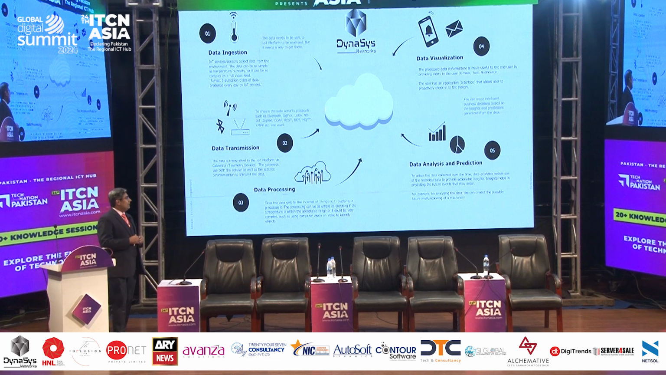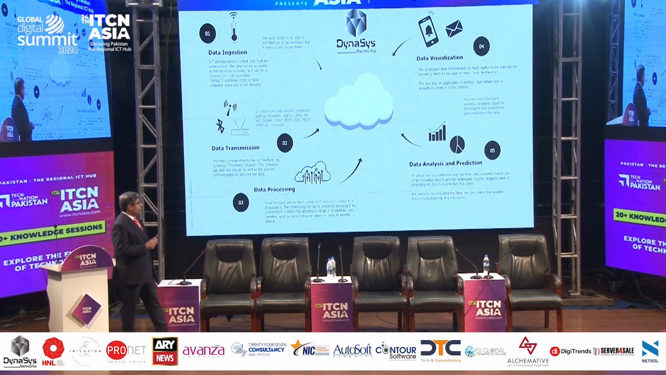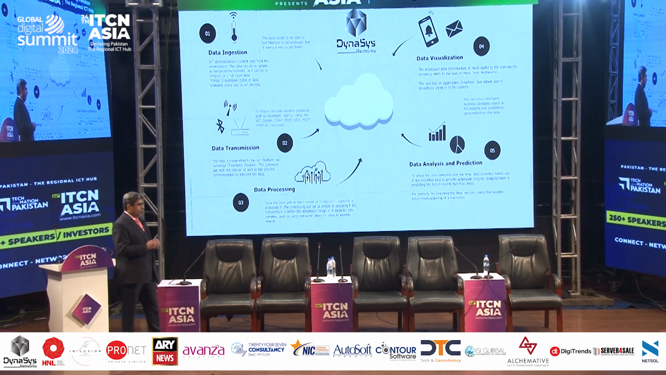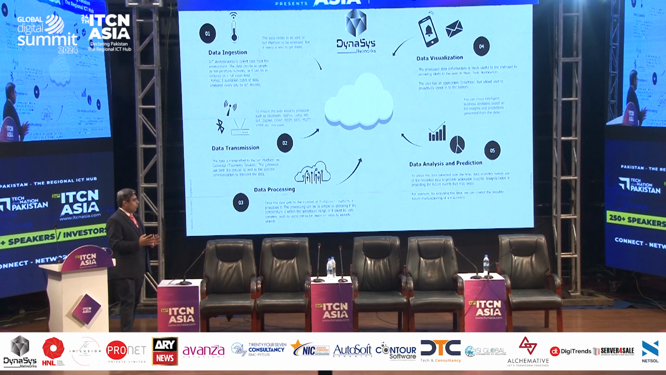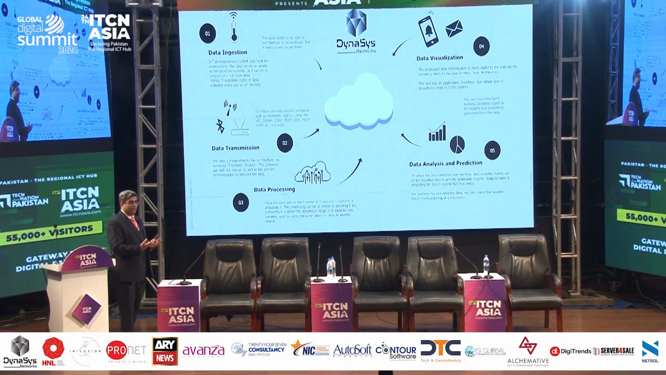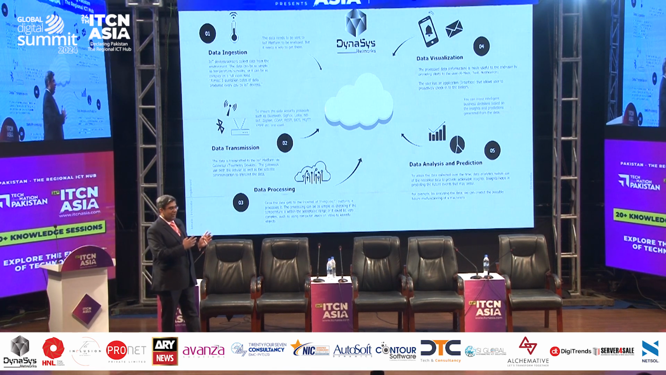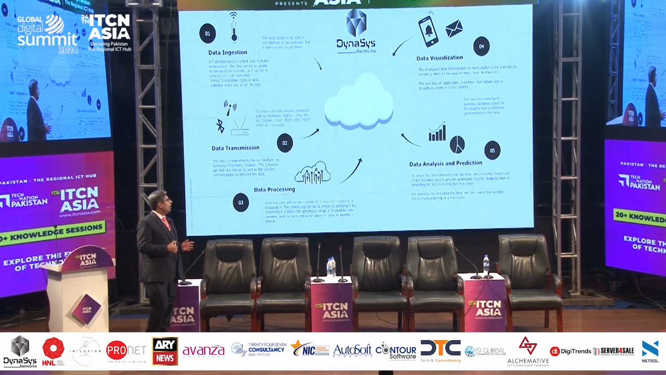And at the end is data analysis and prediction. That's where the role of, for example, AI comes in, or ML, machine learning, where the data has been there for a while, and you are able to now make patterns of it to be able to predict what will happen in the future. So you can go from reactive to preventive to outright predictive.